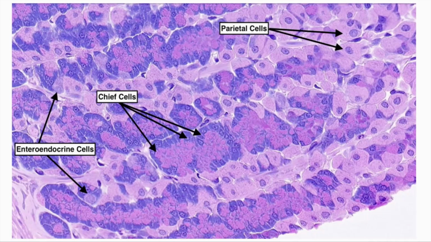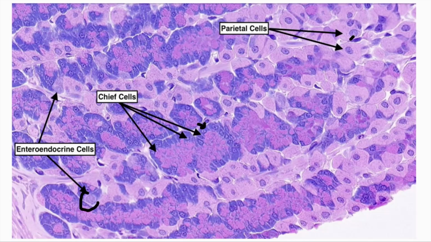These are the parietal cells. The parietal cells have very eosinophilic cytoplasm, round nucleus, and a prominent nucleoli. The chief cells have a fairly basophilic cytoplasm and are smaller in size when compared to the parietal cells.